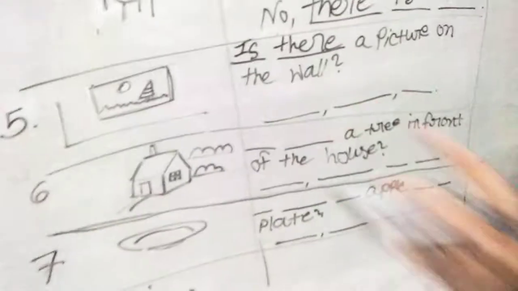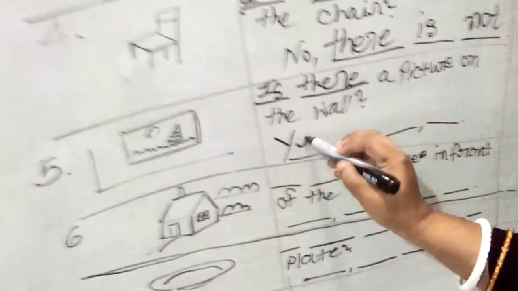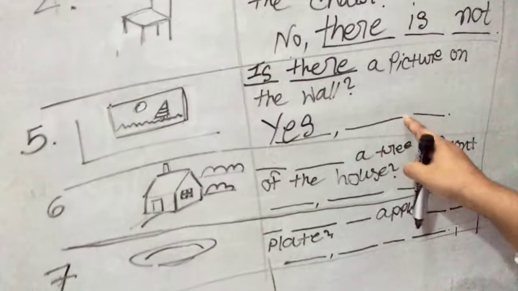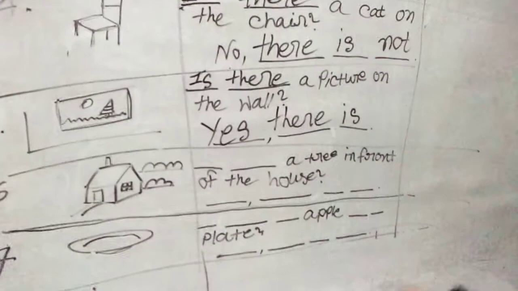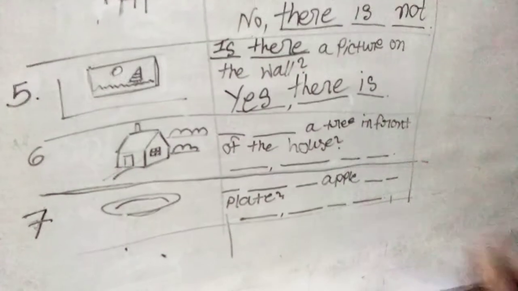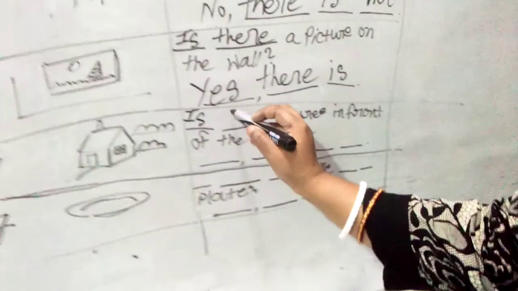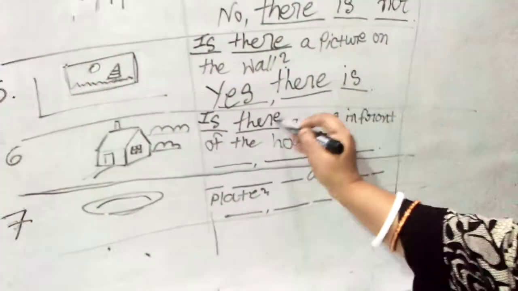Can you see a picture on the wall? Yes. Okay, yes, there is. I repeat, is there a picture on the wall? Yes, there is. Now number 6. See, again it will be started with is. Okay, is there.